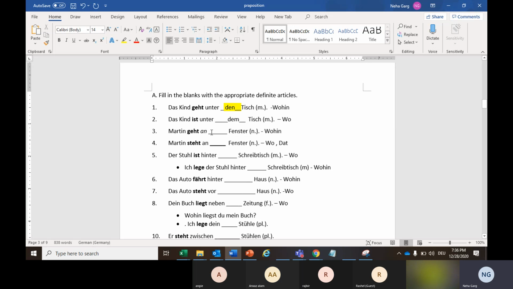Next, Saurabh, your turn. Martin geht an den Fenster. Read it again. Is it accusative case or dative case? It's an accusative case. So Fenster is das Fenster, neutral, it's written here, look. Sorry, das Fenster. Martin geht an das Fenster. Das Fenster or ans Fenster, one and the same thing.